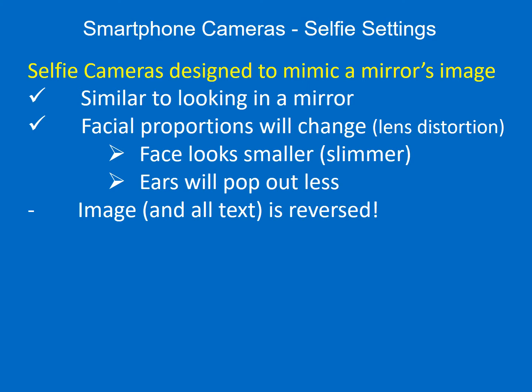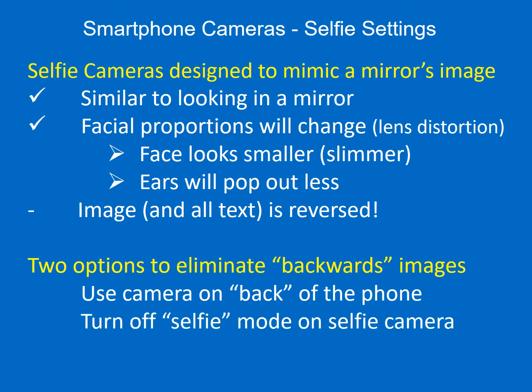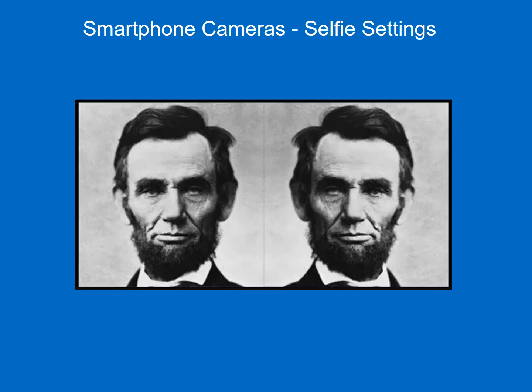The problem is that any image and all text that you see in a selfie camera is going to be reversed. So you're going to see the mirror image. It's going to be hard to read. The best way to eliminate this is to eliminate the backwards images by using the camera on the back of the phone. However, that doesn't show whether you're in the frame or not. So I understand that people don't want to use that. They want to use a selfie camera. Or you can just turn off the selfie mode on the selfie camera.